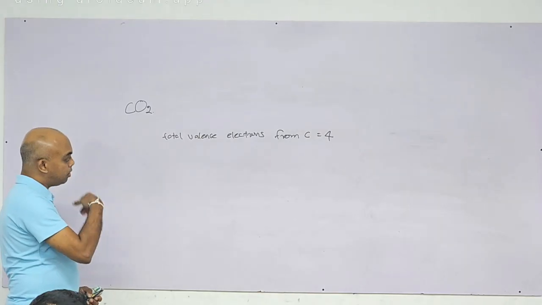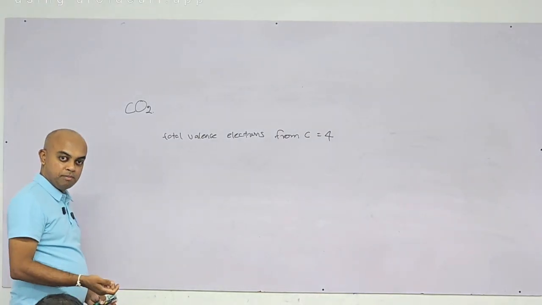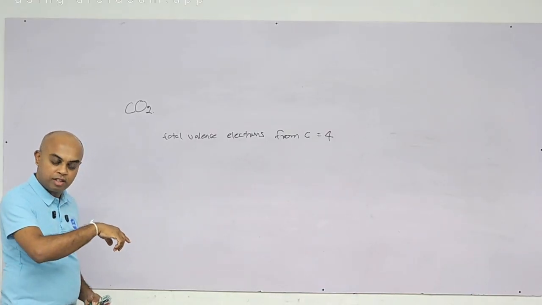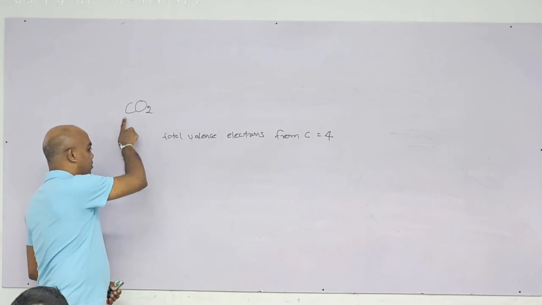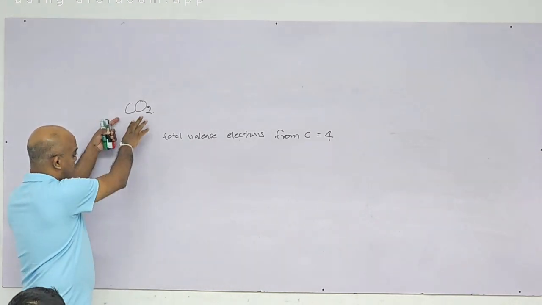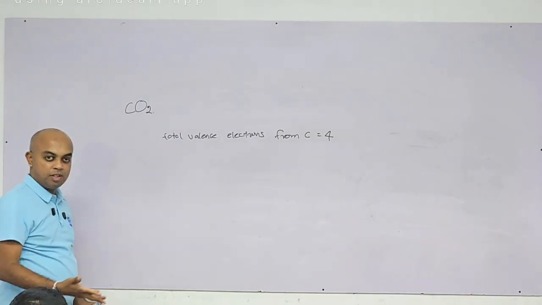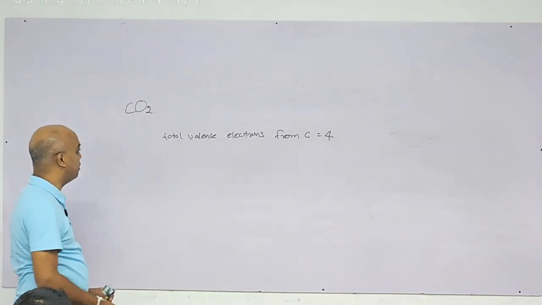Then total electrons from oxygen. It is a terminal atom. Oxygen will not be a central atom, even though that is the most electronegative one. There is no problem. Carbon is the least electronegative one, so carbon is the central atom. Oxygen will not be the central atom here because it should create at least 2 bonds here. Right?